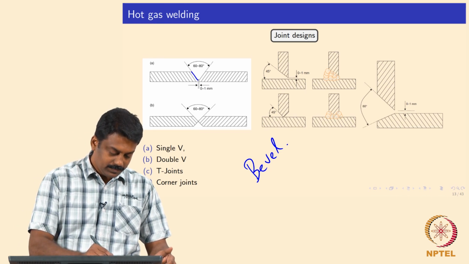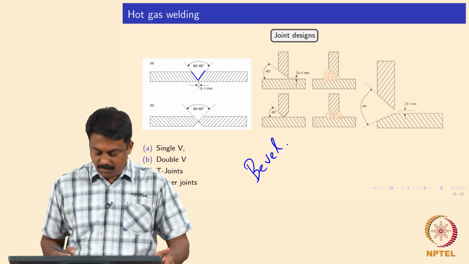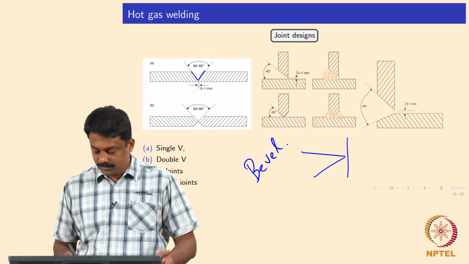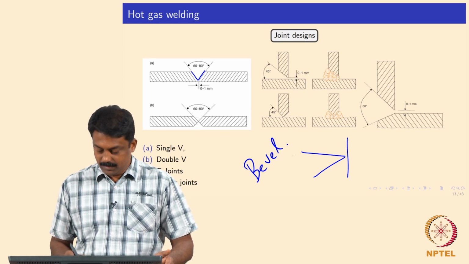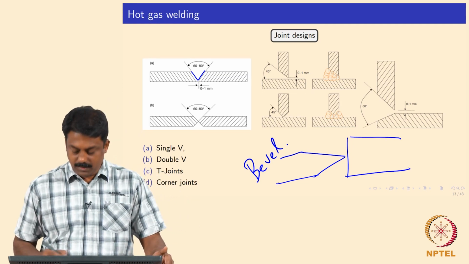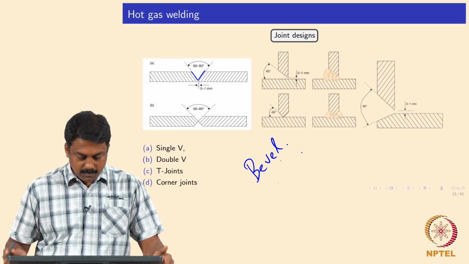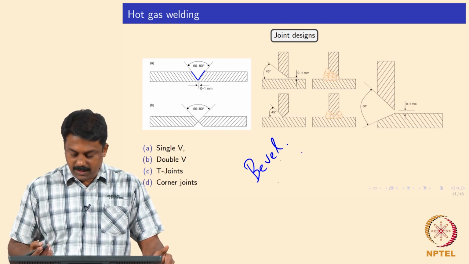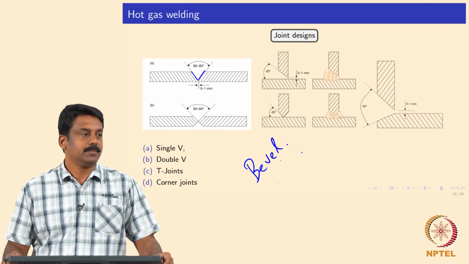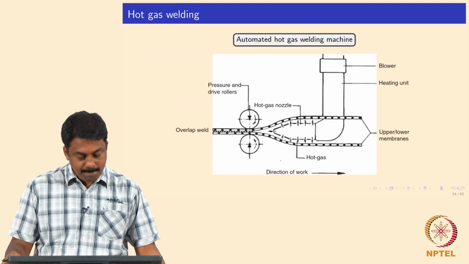We will see some of these aspects next class, and this is double V bevel, and you can also use a K bevel. What is K bevel? Something like this, right? Good. Okay. So, we can weld in T joints or corner joints. We just add extra filler, right? Good. We will move on.